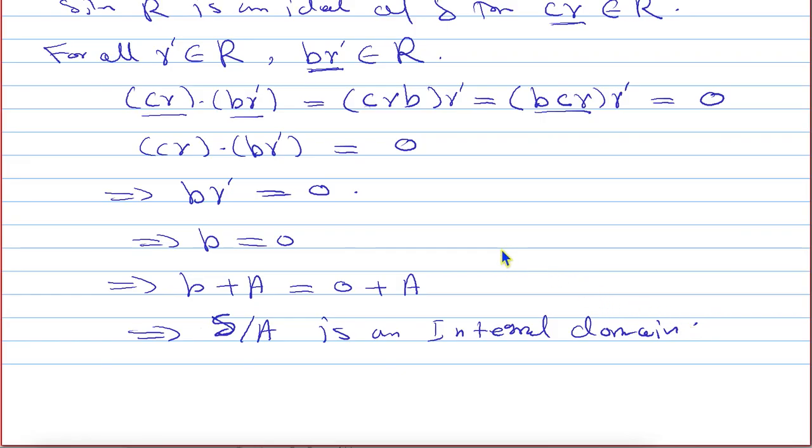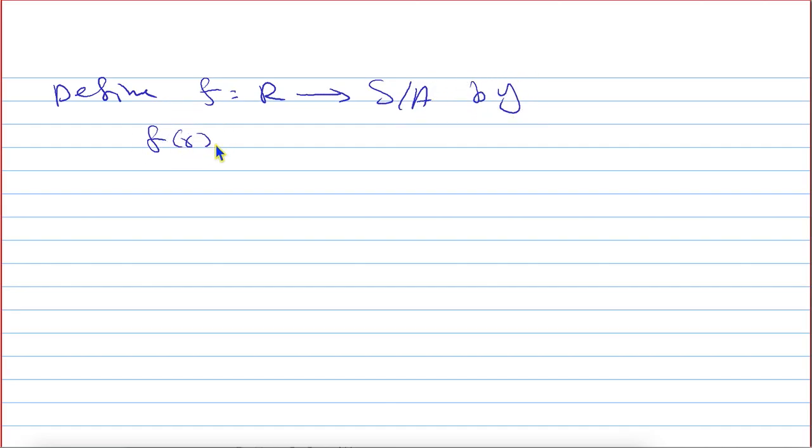Now one thing remaining is to show that R actually embeds into S mod A. And for this purpose, of course, we will need to define an injective homomorphism from R into S mod A. Okay, so let's define F from R into S mod A by F of r equal r plus A, but r equals r0, viewed inside S. So this equals r0 plus A.